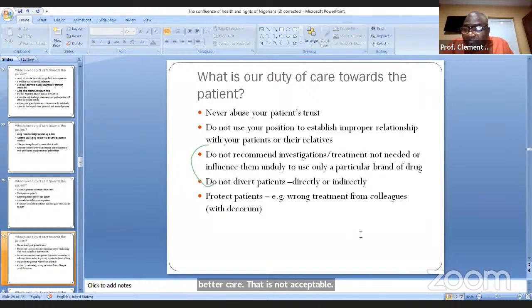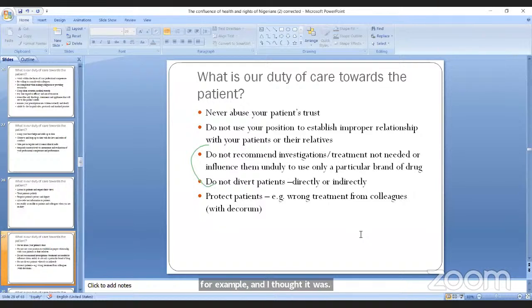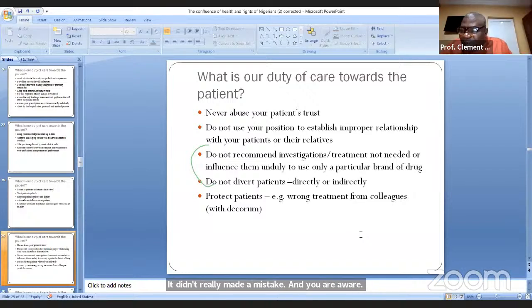Protect patients. Wrong treatment from a colleague, for example. You see your colleague about to give a wrong dose. He withdrew potassium chloride, for example, and thought it was calcium gluconate. He didn't know, he made a mistake. And you are aware. Don't laugh. Don't be giggling at the back, saying, yeah, he will draw a wrong one. Wow, we want to kill this patient.